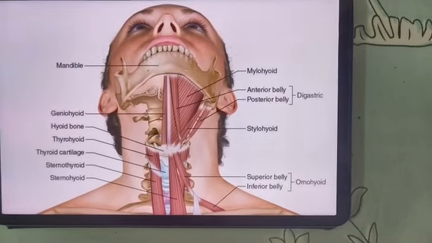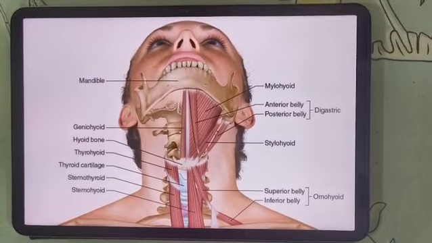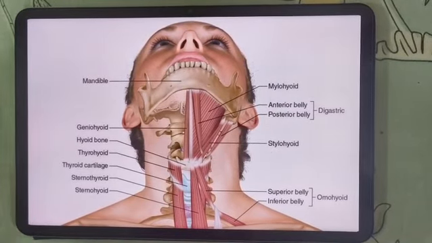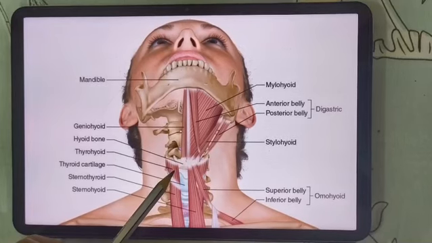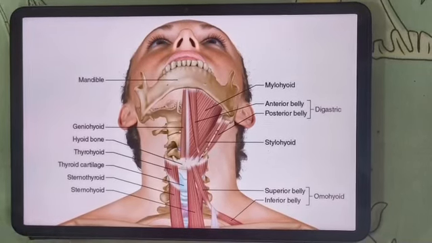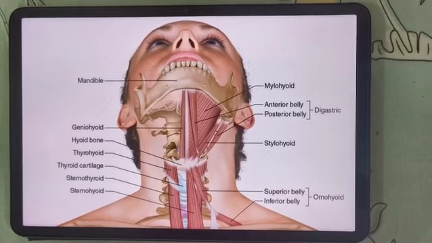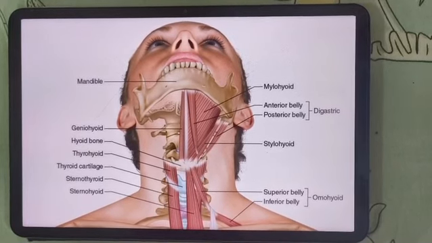The lateral border of the greater cornua provides insertion to thyrohyoid muscle, which is present over here. This is inserted at the lateral border of the greater cornua. The lesser cornua provides attachment to stylohyoid ligament.